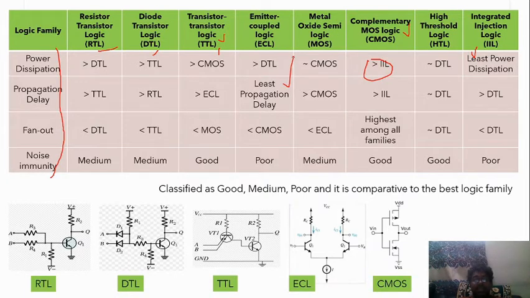So CMOS has the highest fan out among all the families. If you see the comparison here, it has the lowest power dissipation, it has the highest fan out among all the families, and power dissipation wise also, if you see here, it's not too high. That is why you see CMOS being used in many of our ICs. If you see a specific IC data sheet, it starts with saying CMOS integrated or CMOS based MOSFET or whatever, or CMOS based gates.